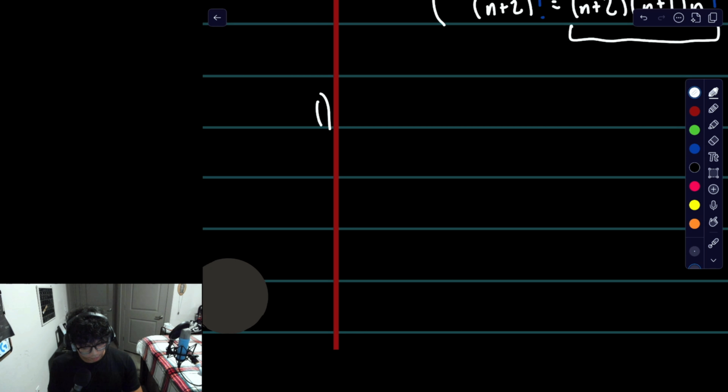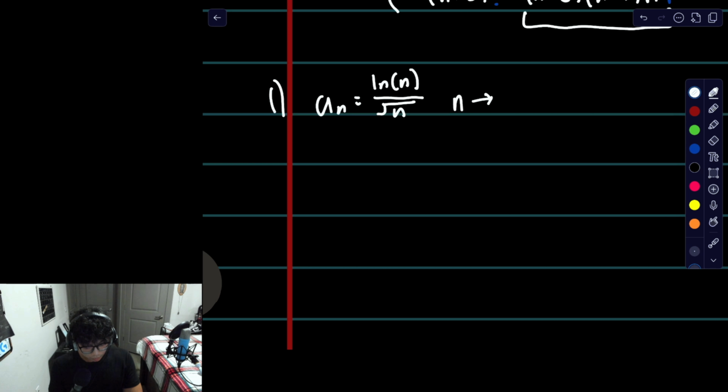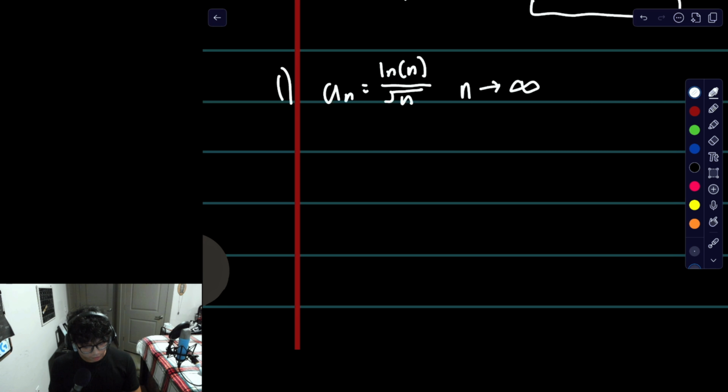So let's let our first sequence be a of n equals the natural logarithm of n over the square root of n, and let's set n to go to infinity. So again, we're using limits, so let's let our limit go from n to infinity of our natural logarithm of n over the square root of n.